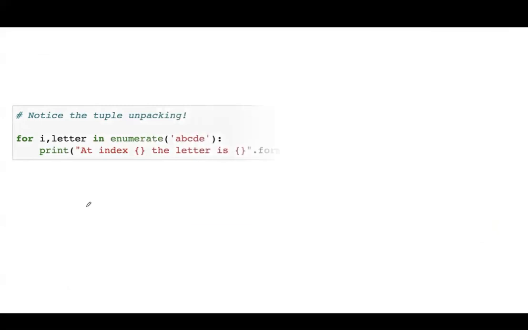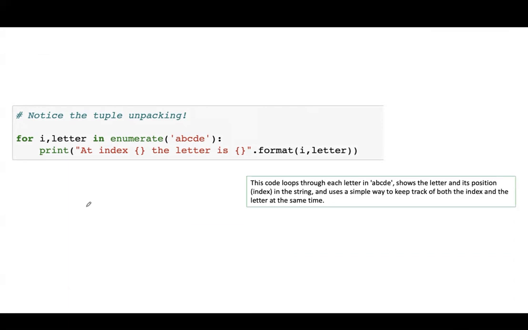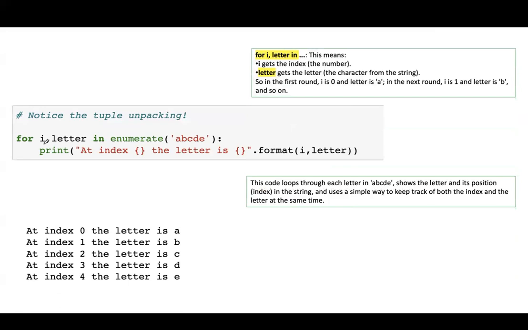Let's rewrite this line of code. I'm going to just use a for loop. This basically loops through each letter in the string and also its position or its index. So what's happening here? For i, letter, i gets the index and then the letter gets the character. For example, in the first round, i is 0 and the character is A. In the next round, i is 1 and the character is B, and it continues this process.